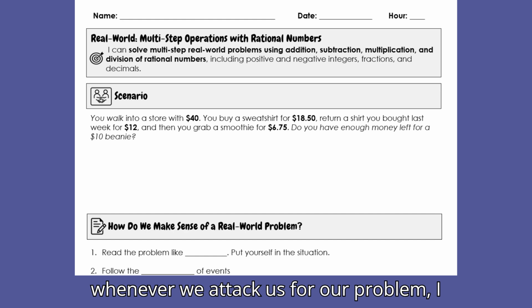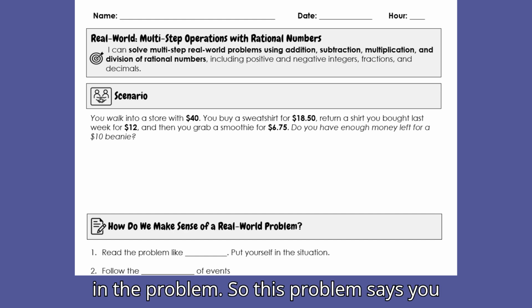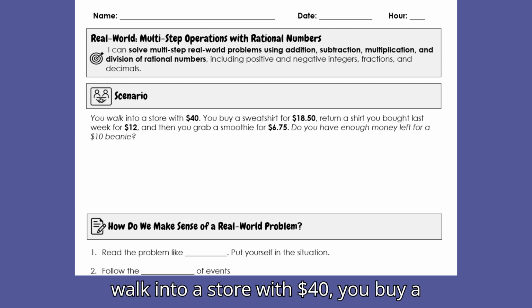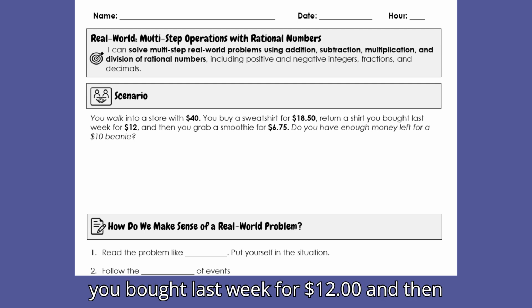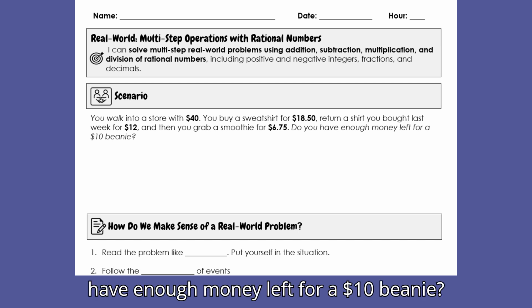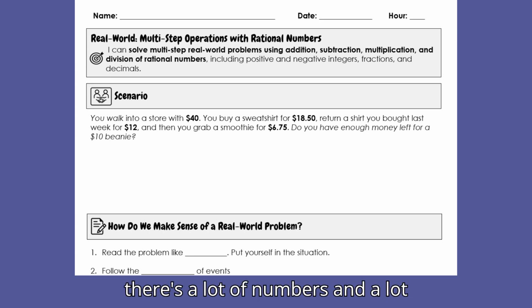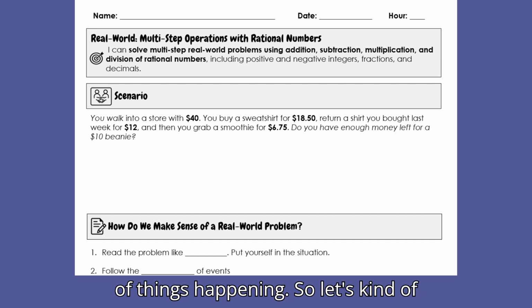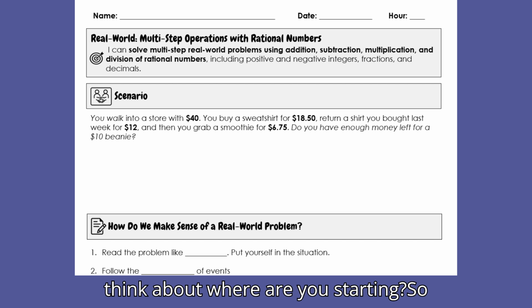And whenever we attack a story problem, I always like us to think about actually being in the problem. So this problem says you walk into a store with $40. You buy a sweatshirt for $18.50, return a shirt you bought last week for $12, and then you grab a smoothie for $6.75. Do you have enough money left for a $10 beanie? So when we look at these story problems, there's a lot of numbers and a lot of things happening. So let's take it step by step and think about where you are starting.